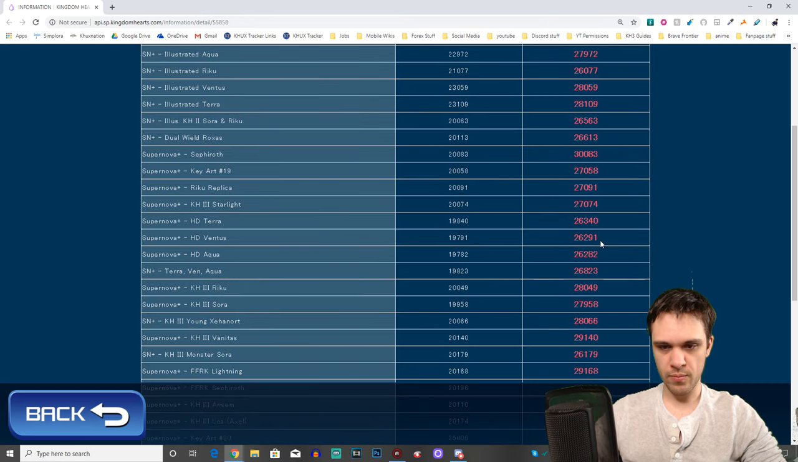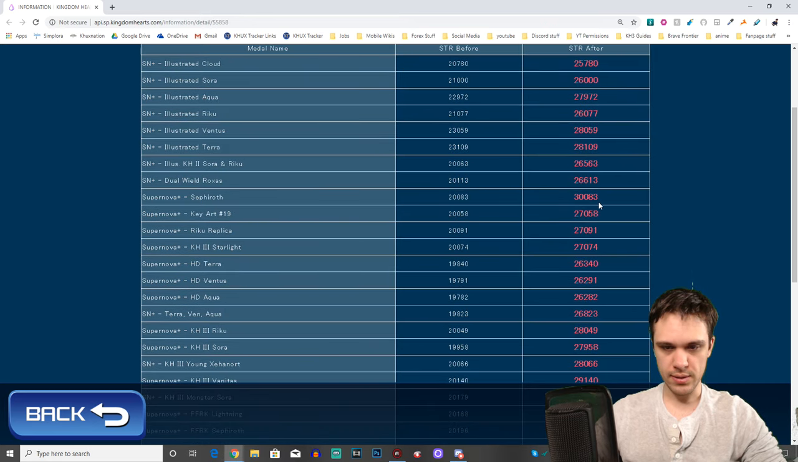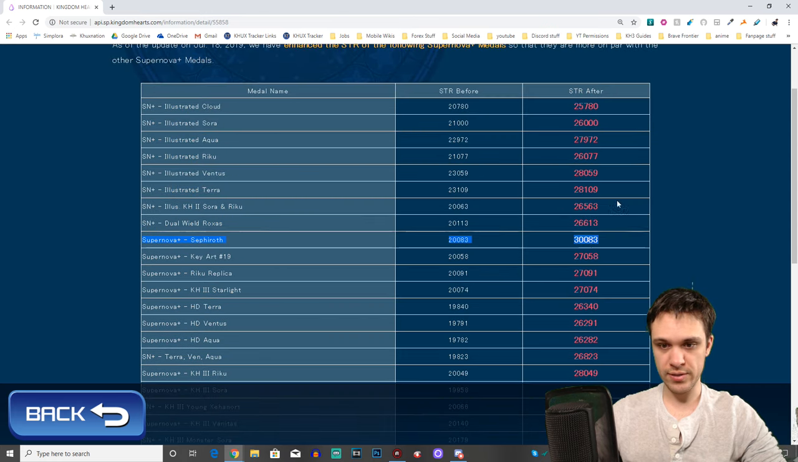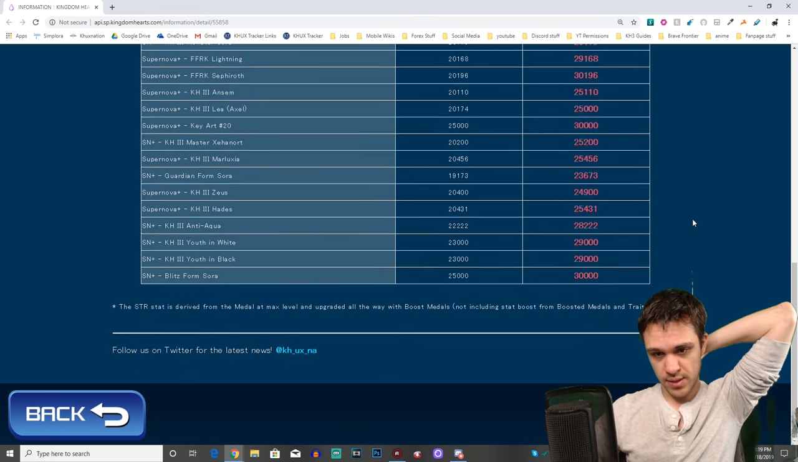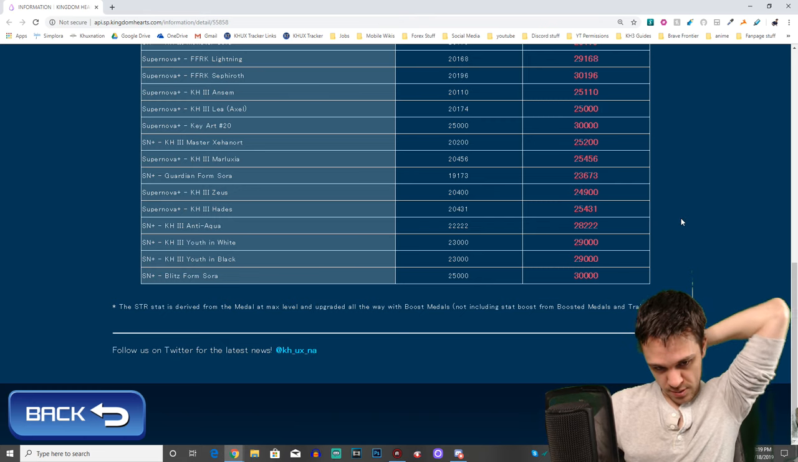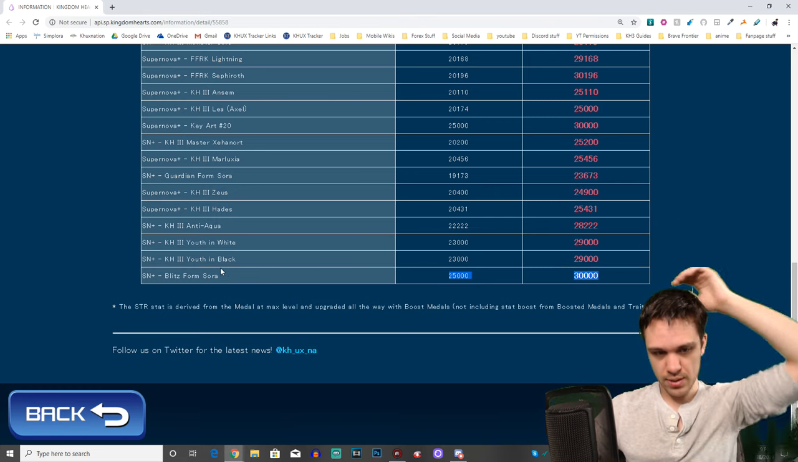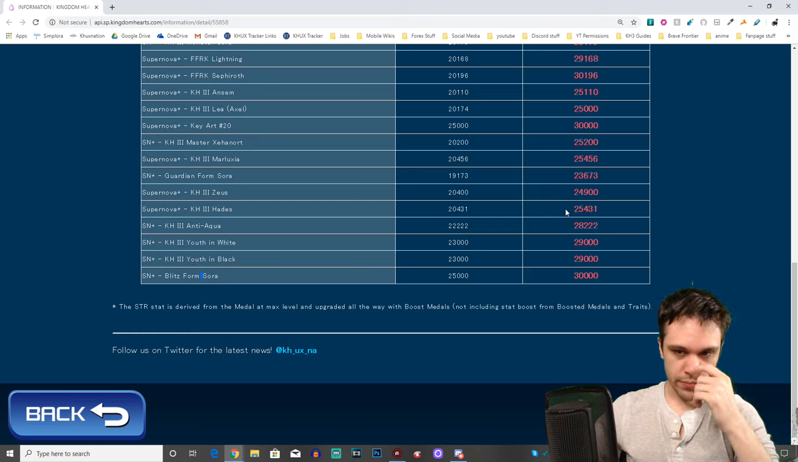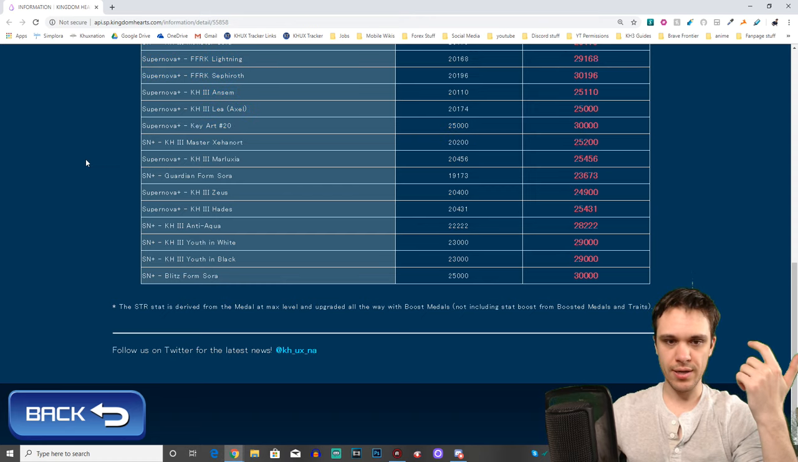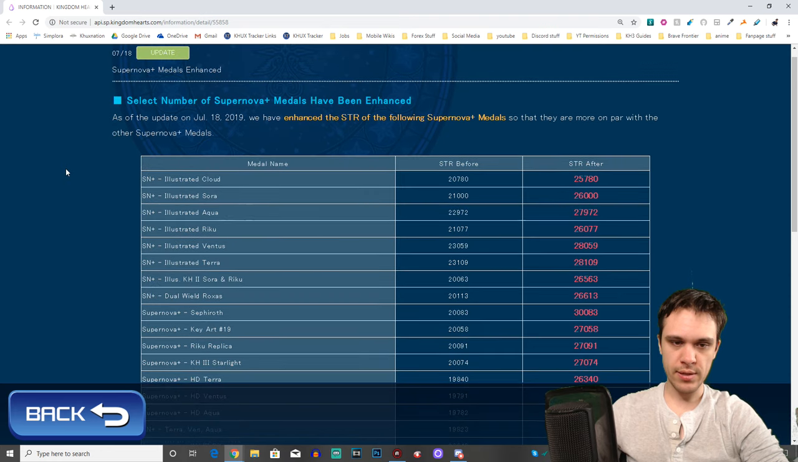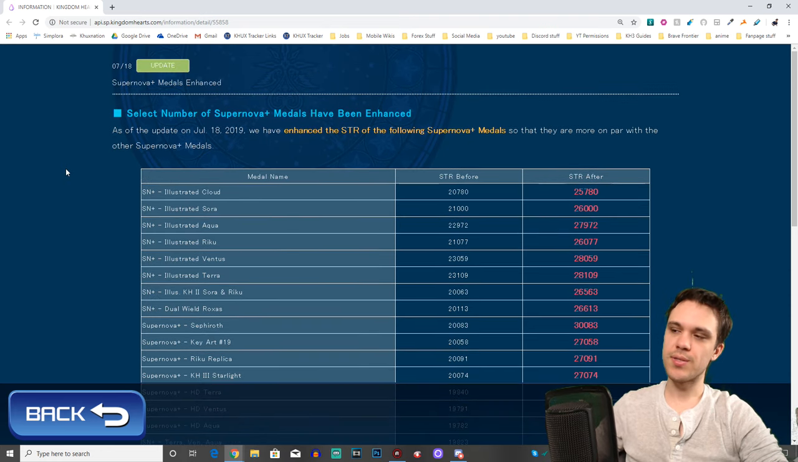Let's see, I'm looking for the most notable ones, though. Sephiroth, of course, is viable now, especially if you already had good traits on him. I think for the most part, the ones that stand out the most are a select handful. So what was it? Blitzform Sora, Youth in White and Black, Keyart number 20, the FFRK Lightning and Sephiroth, and Normal Sephiroth as well. Those are the most notable upgrades that you'll probably end up seeing the most success with.